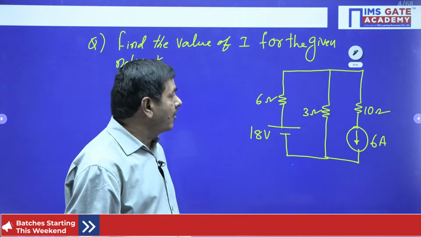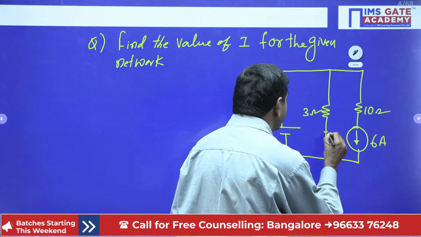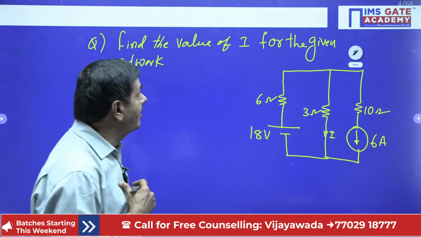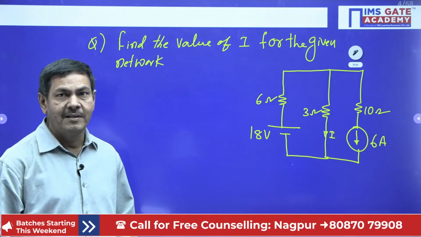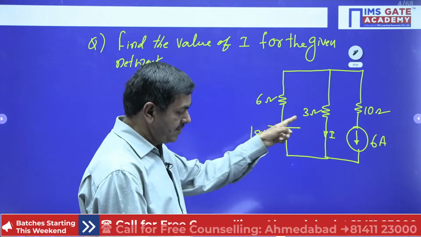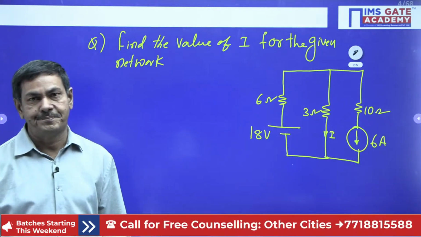The current across which element is required? The current across the 3 ohms is given as I. It is asking to measure current I. Find the value of I for the given network. I will check the elements given: 18 volts, 6 ohms, 3 ohm, I, 10 ohms and 6 ampere. Yes, that is the given problem.